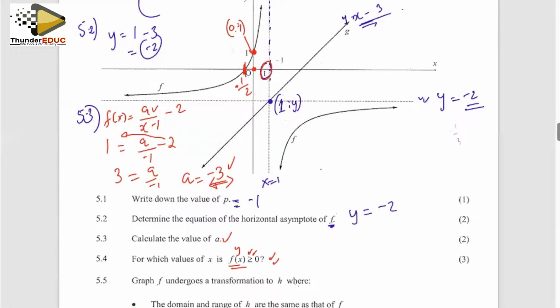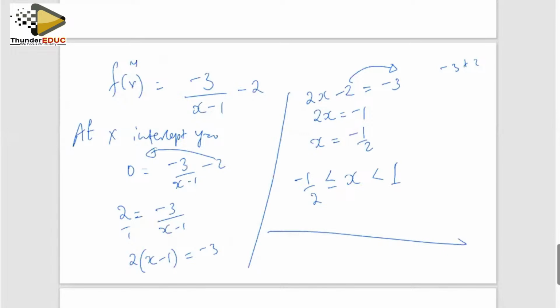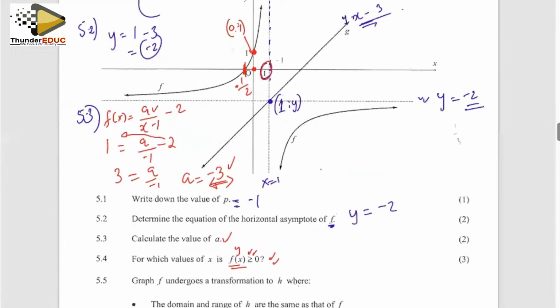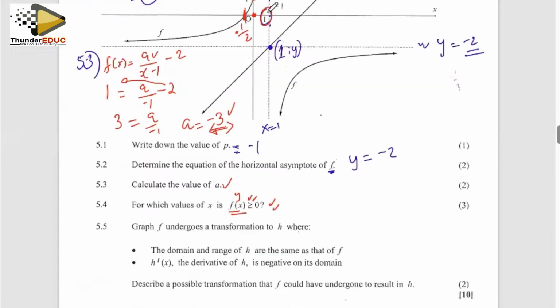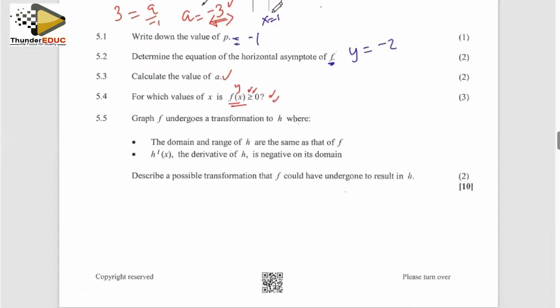Okay, so that is what we had to do with that question. So technically, we had to look for the x-intercept and then give that interval. All right, 5.5 for 2 marks.